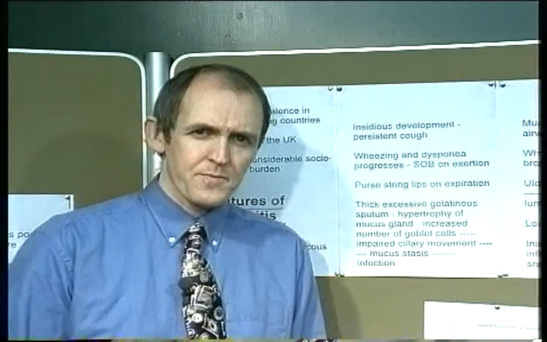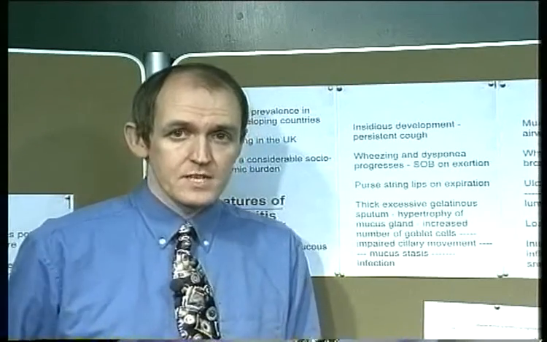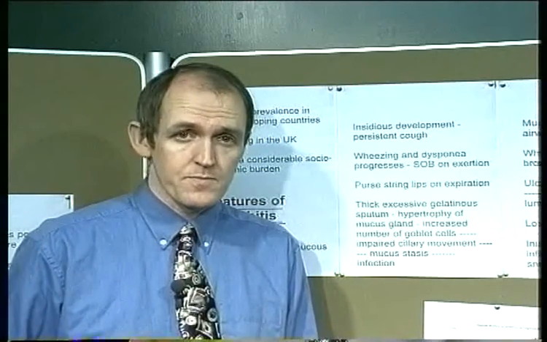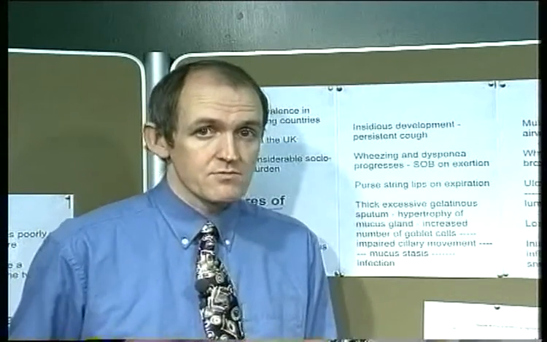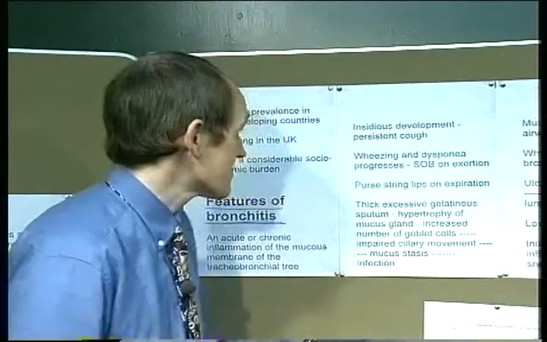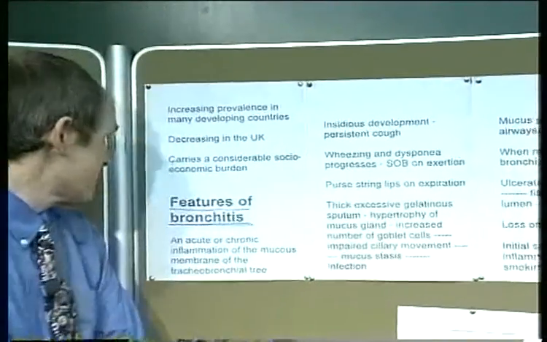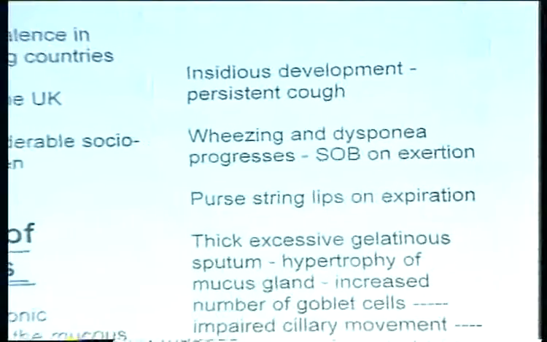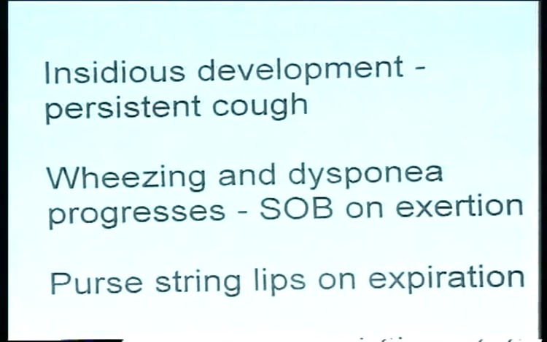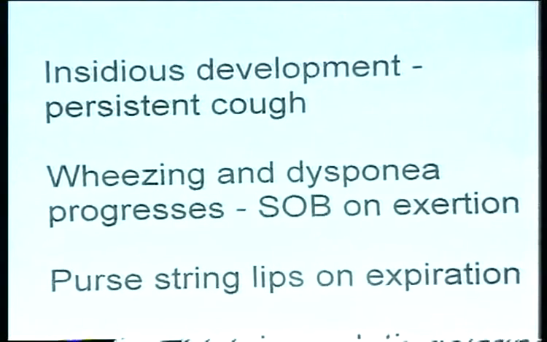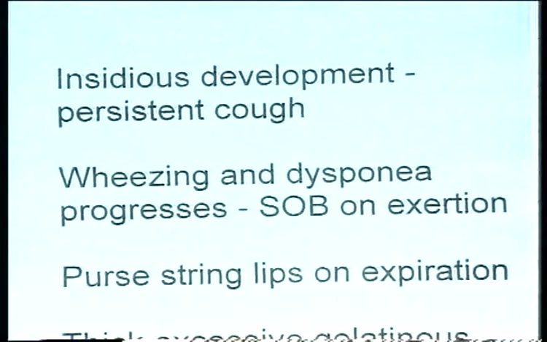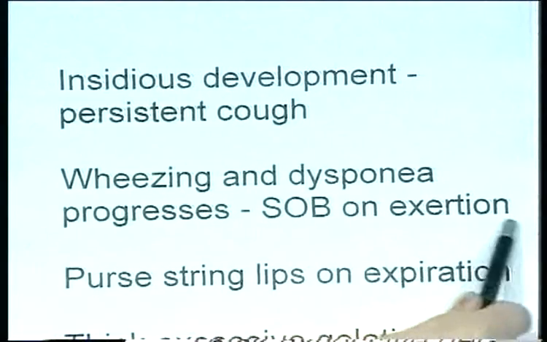And this is why people often don't take measures to stop. You can listen to smokers with the most appalling cough, but for them it's normal. They don't realise this is abnormal. And it's only when they compare themselves to maybe what they were 20 years ago that they realise there's a difference. So slow onset over often many years. So insidious development of a persistent cough, one of the features of bronchitis. Wheezing and shortness of breath, and progressive shortness of breath on exertion.